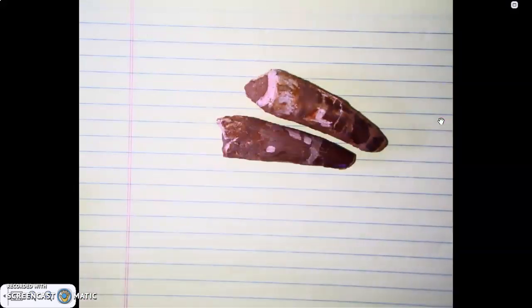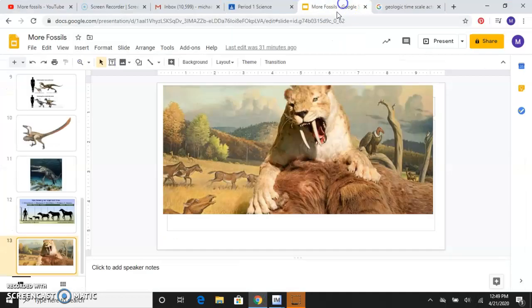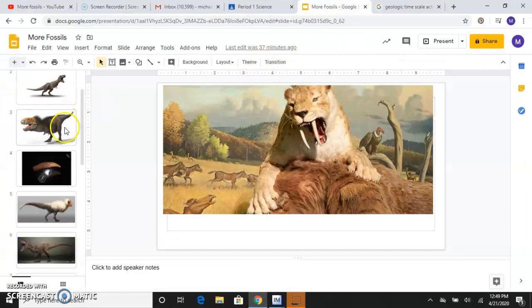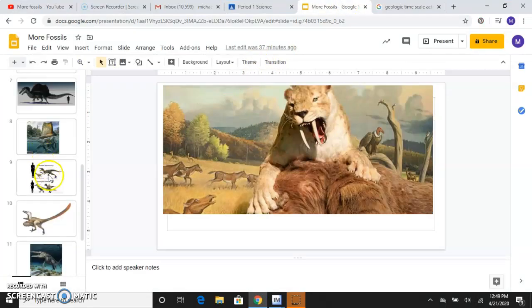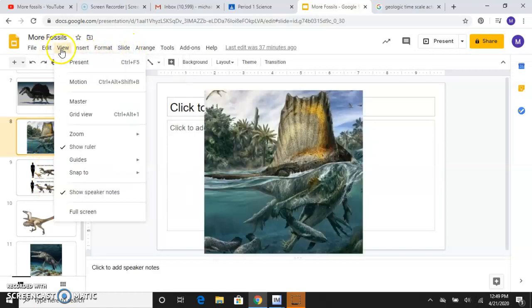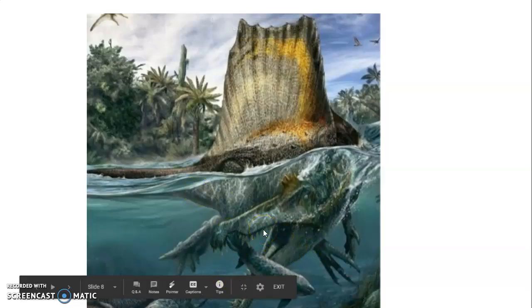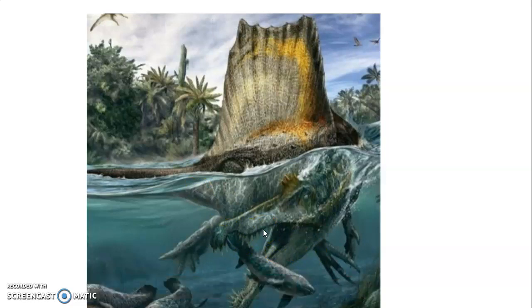And if we go back to the picture of the Spinosaurus, very large animal. Let's go back to Spinosaurus. Here we go. Okay, so here's our Spinosaurus eating fish. Again, long, pointy teeth and round teeth indicate it ate fish.